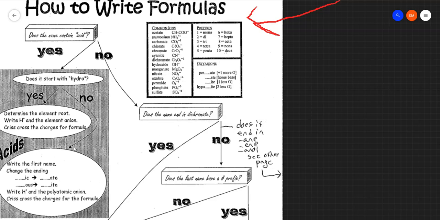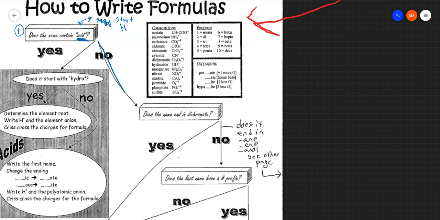So first question. The other one asks, does it start with H? And the purpose of this is determining if something is an acid or not. We're not doing acid naming to save some time, but you can use this for those things if you'd like to. So that's the point of these two first questions: is it an acid? And just like the other one, we always start here in the upper left-hand corner. So it does not contain the name acid.